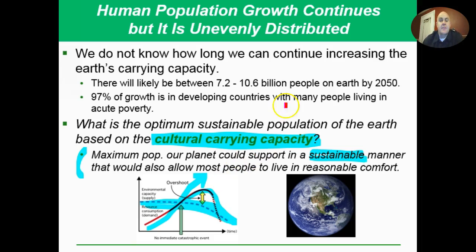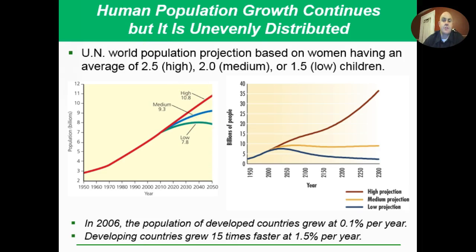And so, again, 9.3 was the estimate earlier, but 7.2 to 10.6 is the guesstimation by 2050. And the important thing is most of that growth of those several billion people, 97% of it is going to come from developing countries, people that live in extreme poverty. And that creates its own set of environmental issues and human rights issues and all kinds of things along those lines.